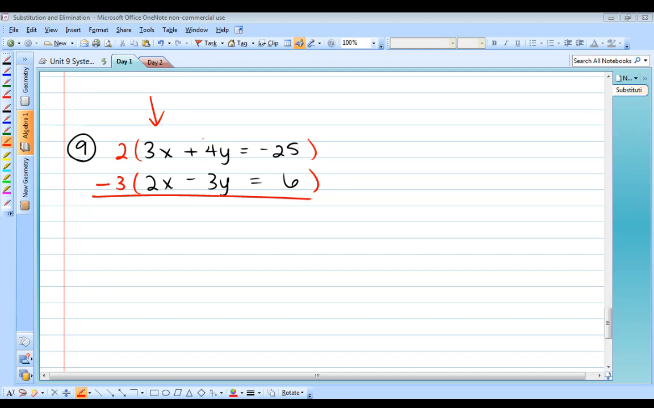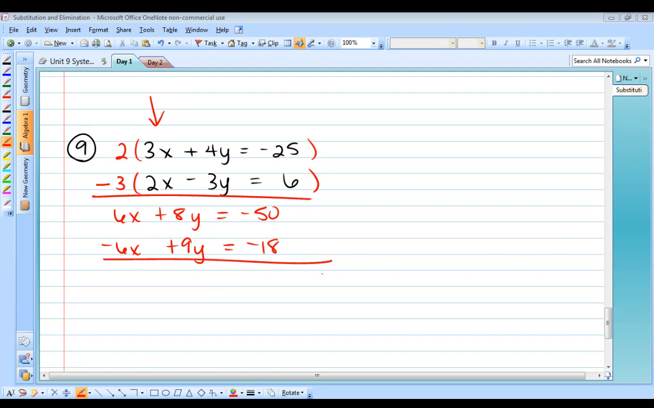So 2 times 3x is 6x. 2 times 4y is 8y. And 2 times negative 25 is negative 50. Y'all, the most common mistake on elimination is people forgetting to multiply that constant term times your outside numbers. Okay? You got to make sure you multiply times all 3 terms. And on the bottom, negative 3 times 2x is negative 6x. Negative 3 times negative 3y is positive 9y equals negative 3 times 6 is negative 18.